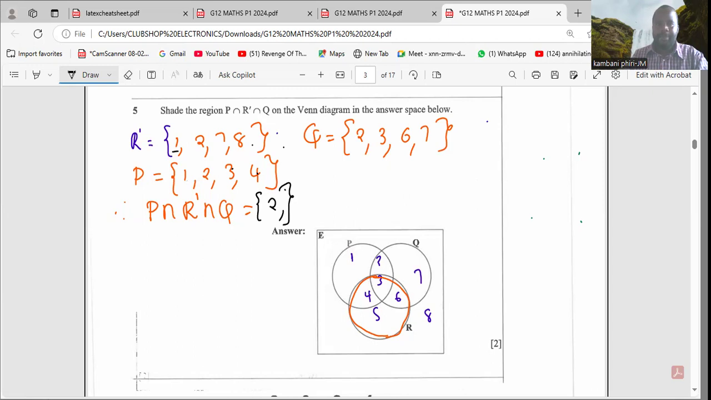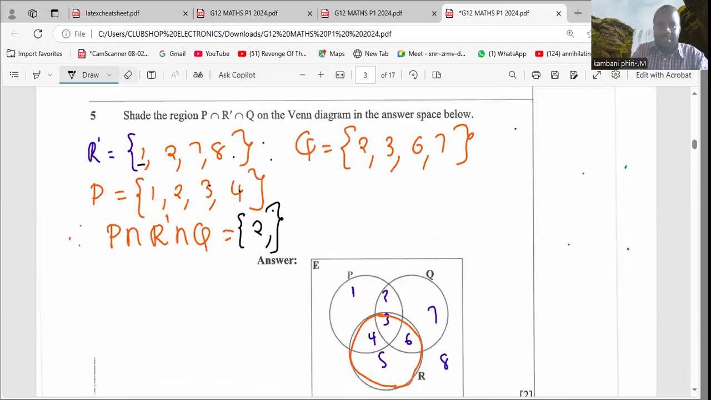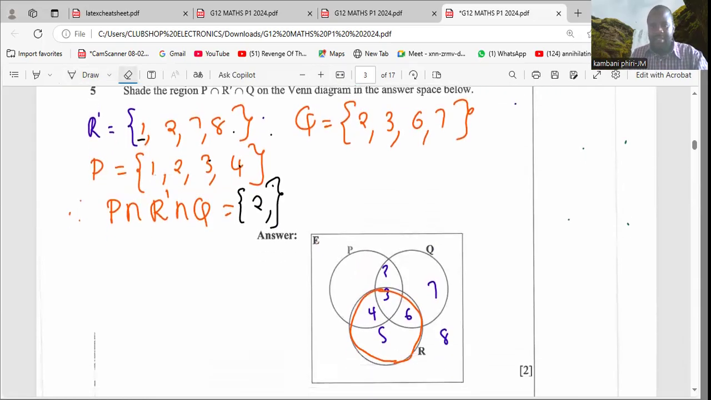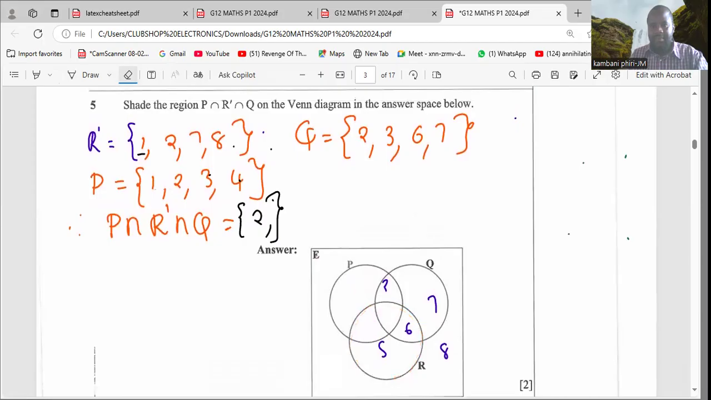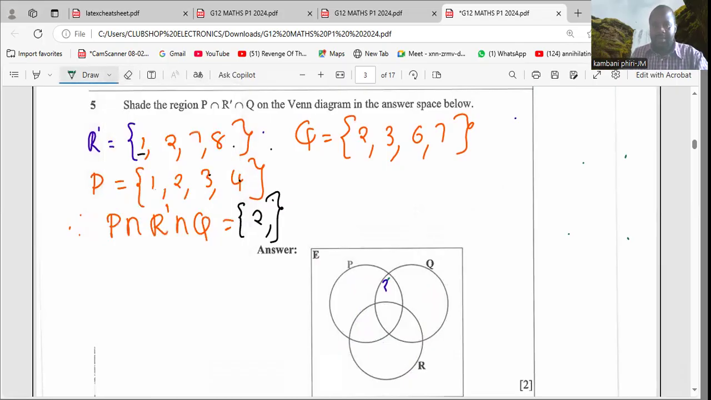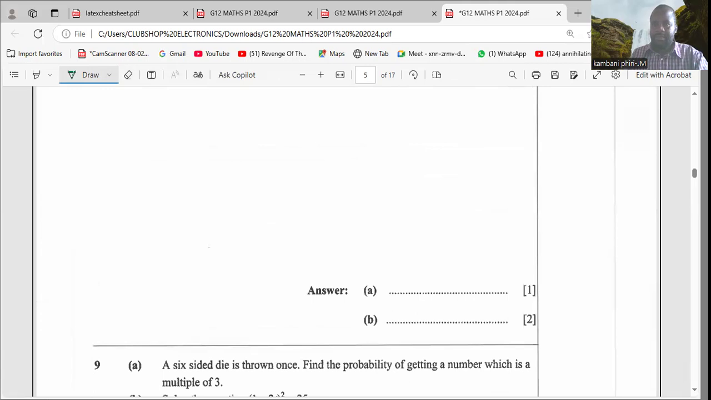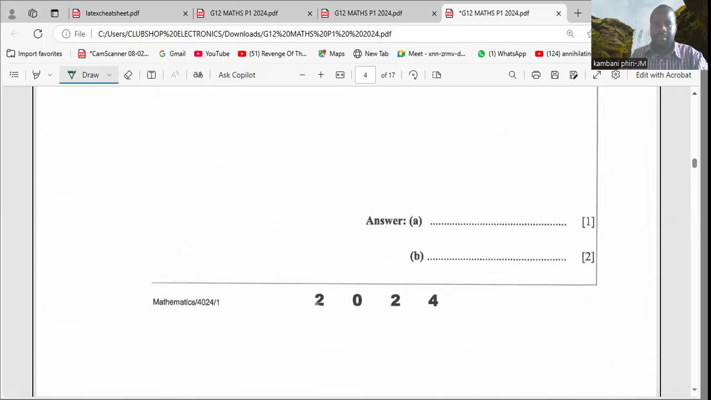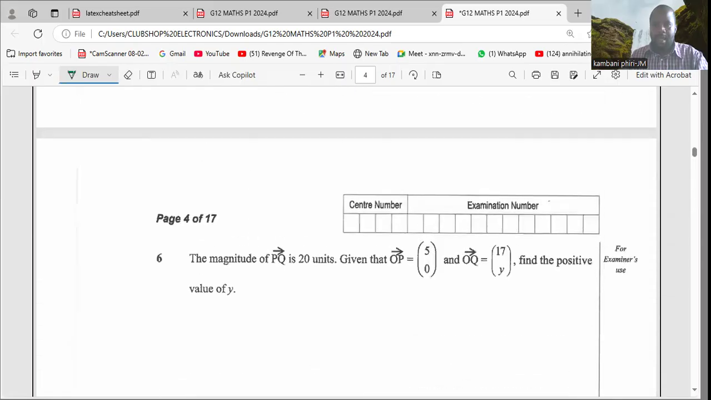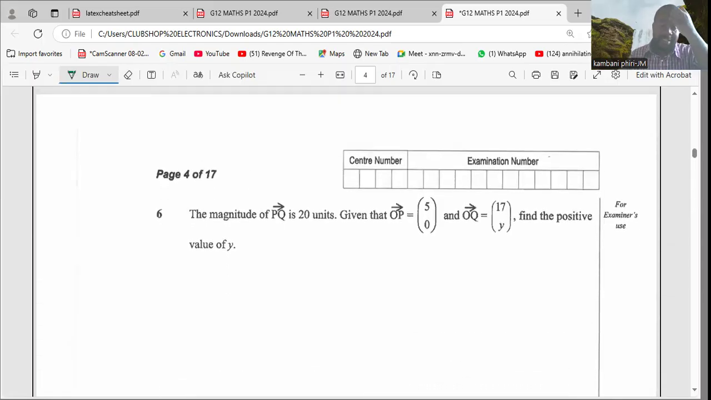Okay. So now here, where there is 2 in this set, that is where we are supposed to shade, meaning that everything else here is not needed. So apart from where 2 is, this is where we need to put up our shading only. And that's it. You get your 2 marks. Let's move. We look at question 6.